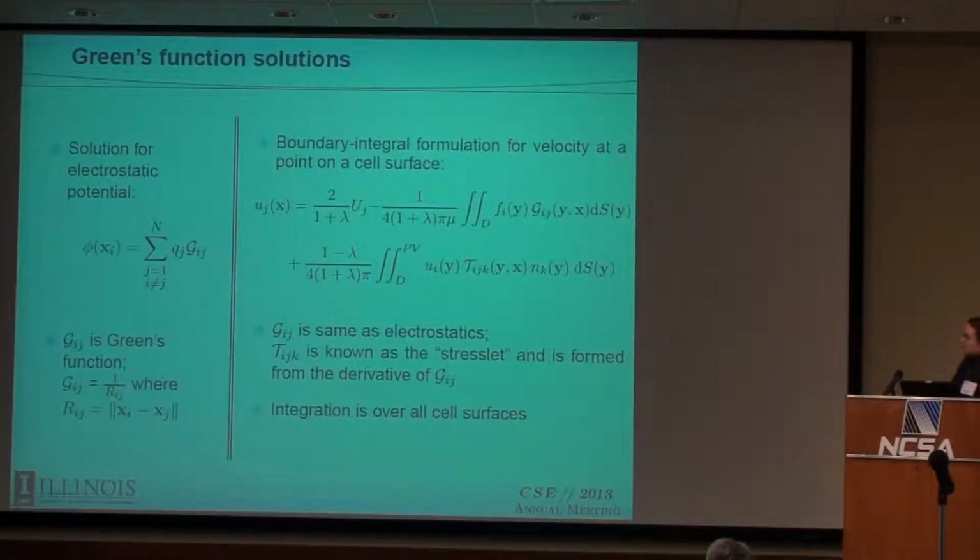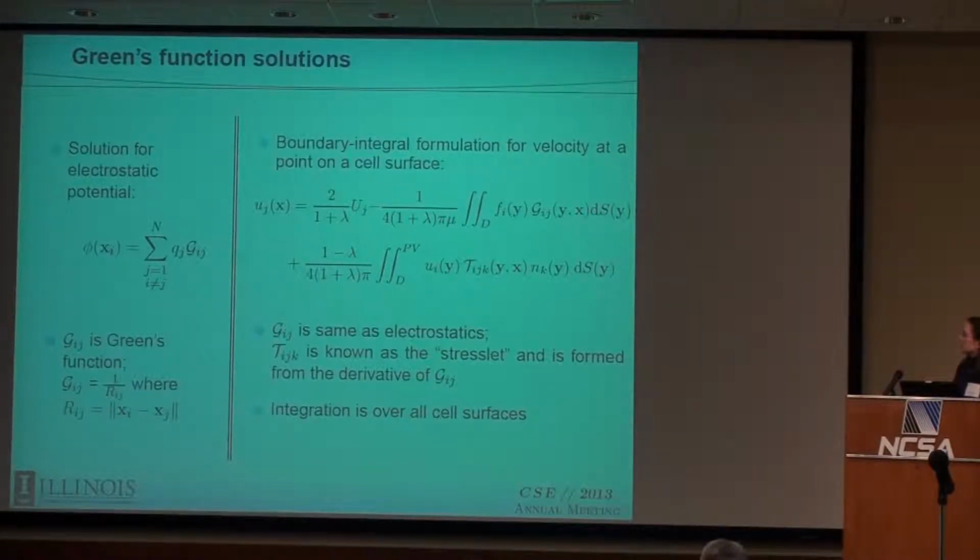So the Green's function solutions for these look like this. Again, for electrostatics, we have just a discrete sum of the strengths and the Green's function. And this Green's function here is the 1 over r decay, the familiar electrostatic potential from physics class. For the cells, of course, it looks more complicated with this boundary integral formulation, but it's still just a combination of these Green's functions, except now we have an integral over the cell surfaces instead of a discrete sum.